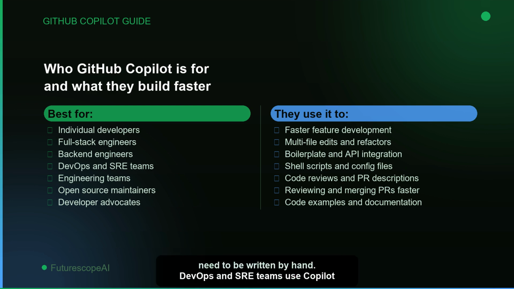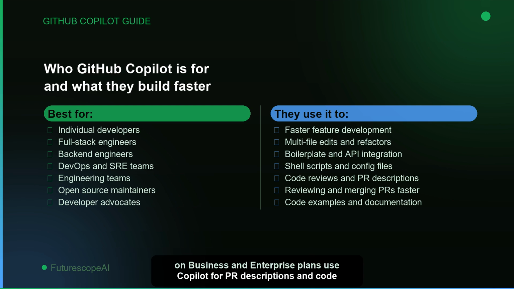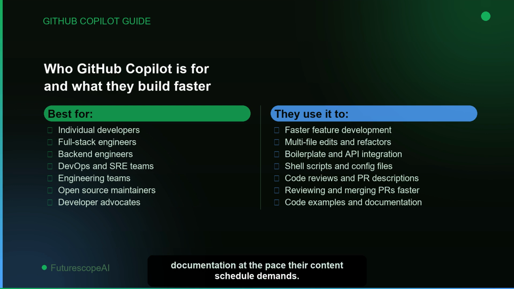DevOps and SRE teams use Copilot CLI daily for shell commands, Kubernetes configs, and Docker file generation. Engineering teams on business and enterprise plans use Copilot for PR descriptions and code review, saving reviewer time at scale. Open source maintainers use Copilot Workspace to turn contributor issues into pull requests faster. And developer advocates use Copilot to generate code examples and documentation at the pace their content schedule demands.